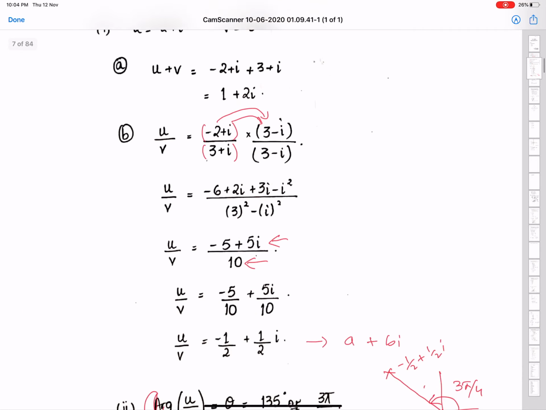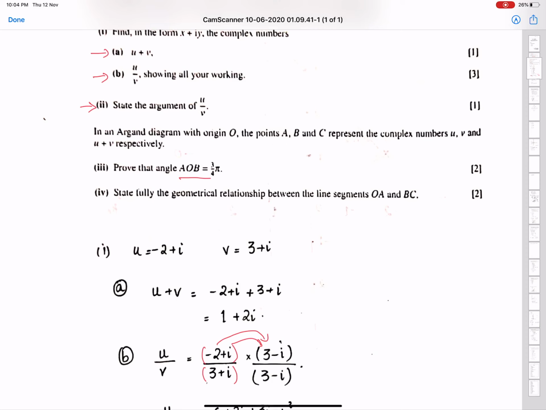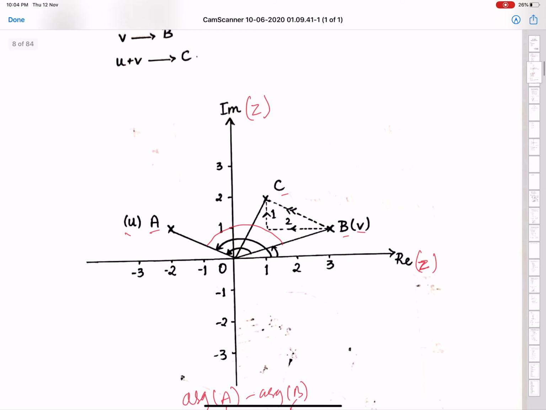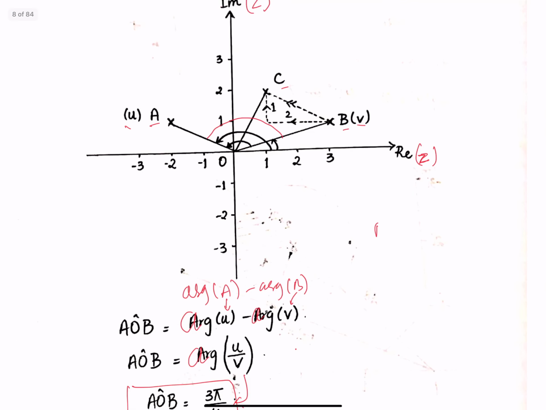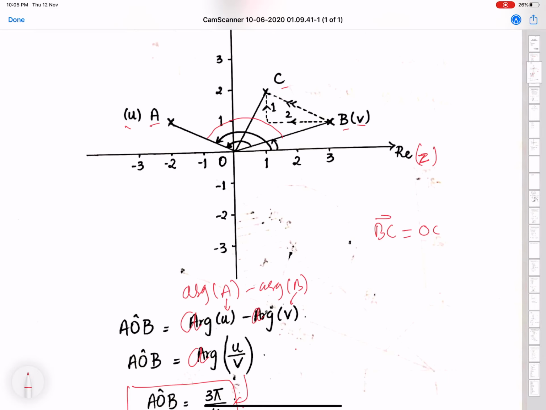Now the next part is state the geometrical relationship between OA and BC. So you just need to use vectors. To get BC, you should write OC minus OB. See, this is the way to get BC. Use the head to tail rule. You have to go 2 units left and 1 unit in upward direction in order to get BC. So BC is minus 2 plus i. So by using vectors, you can get BC. And if you check, A is also minus 2 plus i.